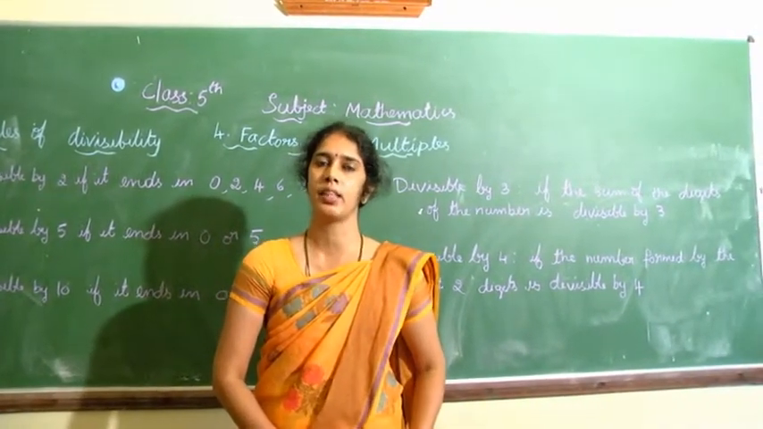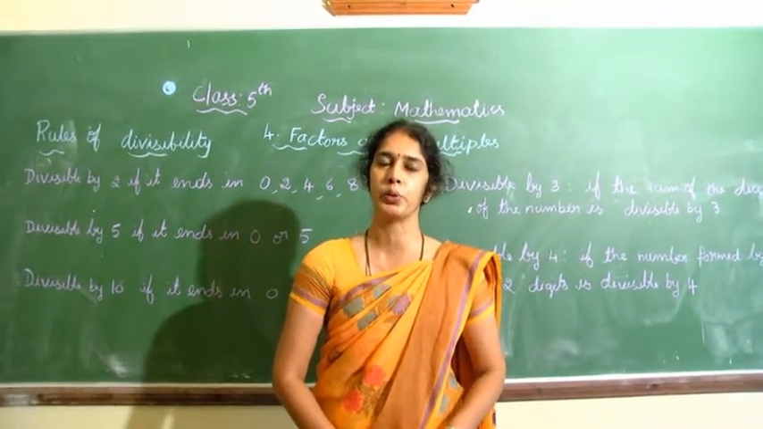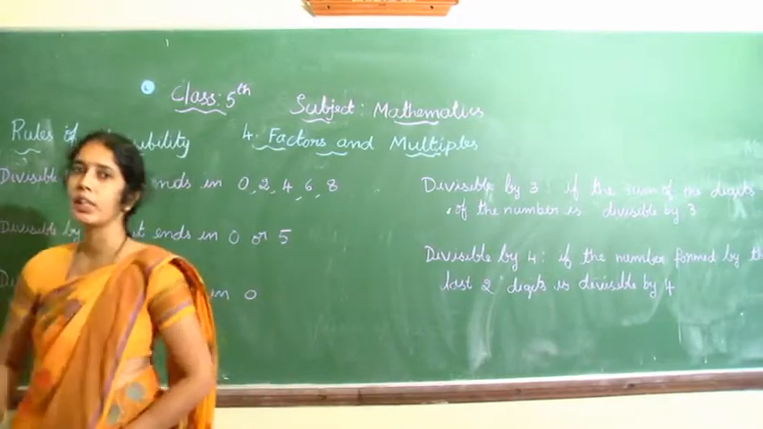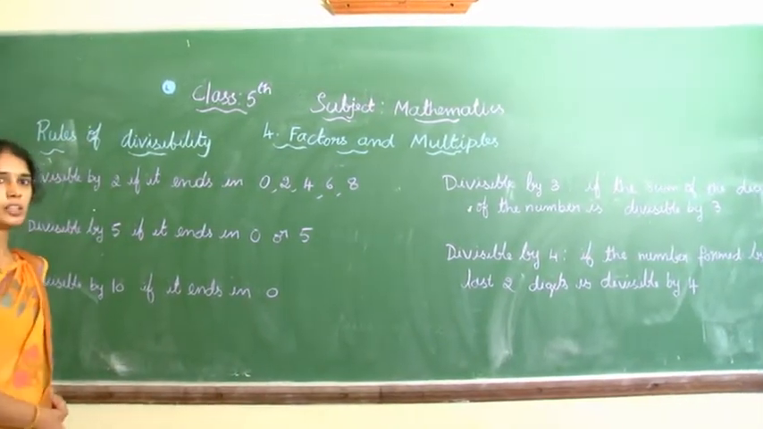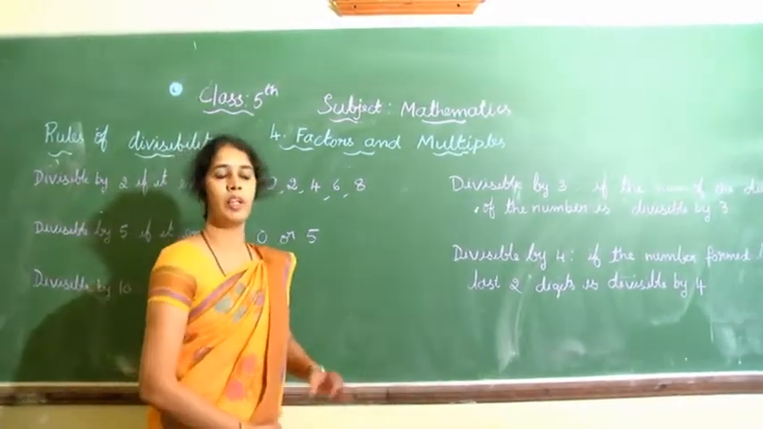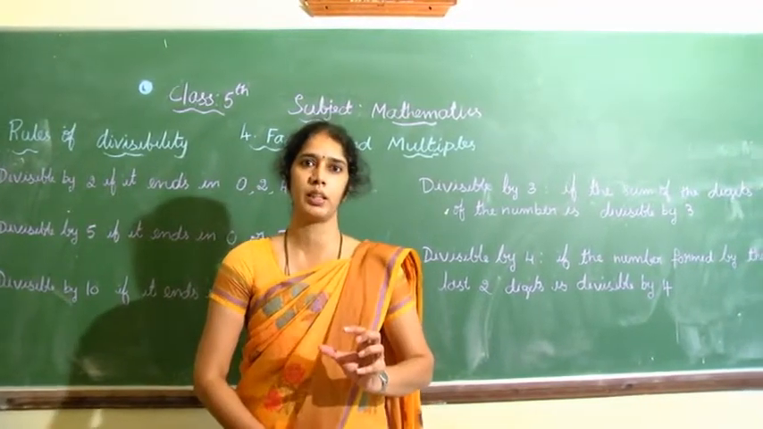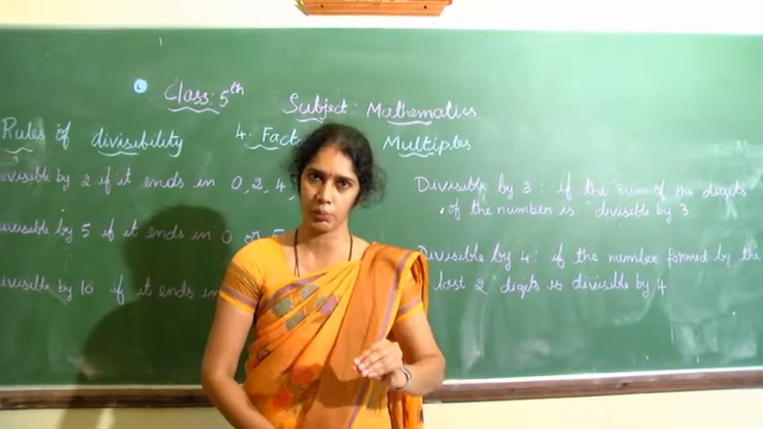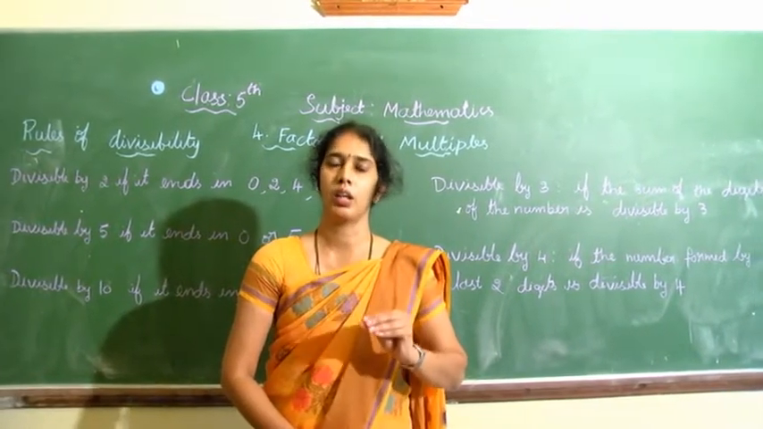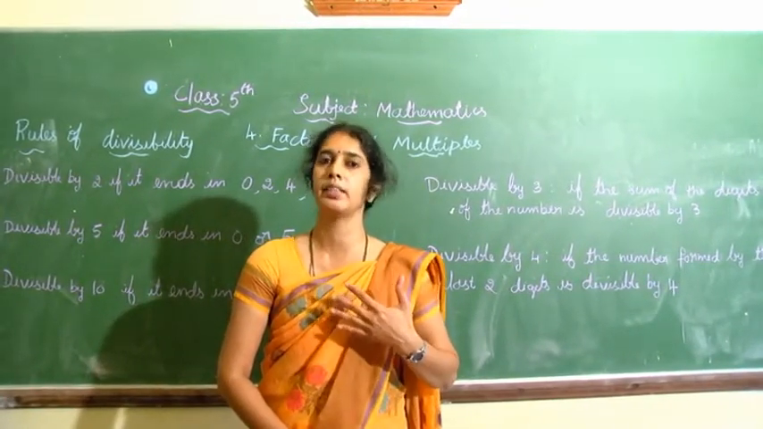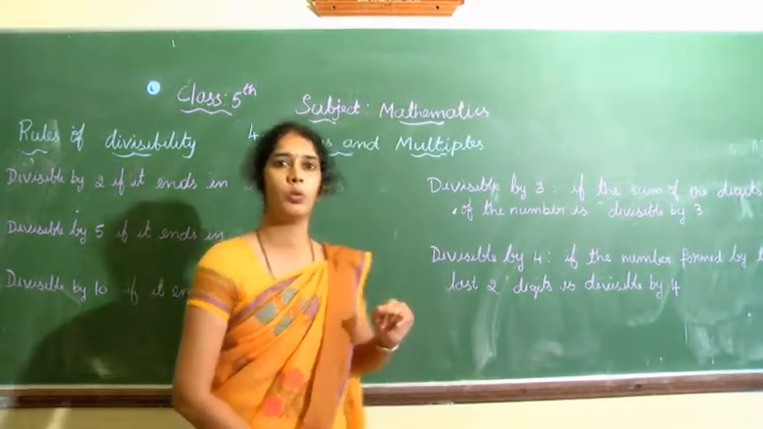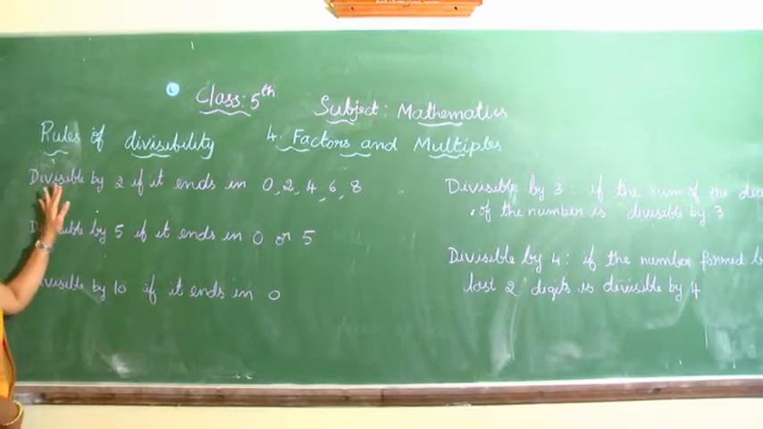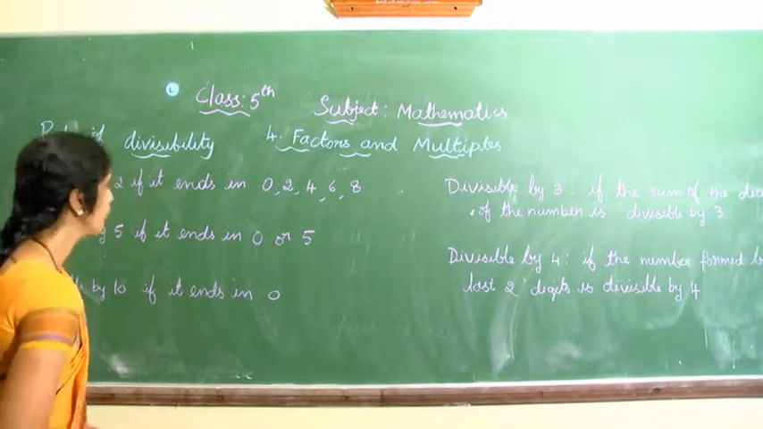In today's class I am going to teach you rules for divisibility. Rules of divisibility means when I give you some number, by seeing it you have to tell me whether it is divisible by 2 or not, or 3 or not, like that. That is the divisibility rule. Now, first we will start with divisibility by 2.